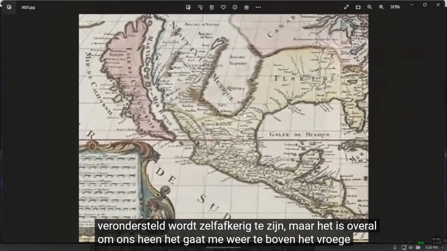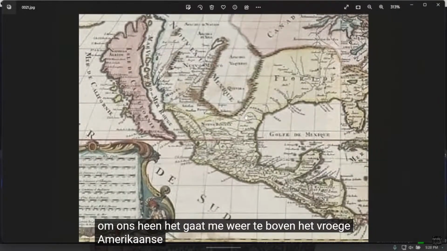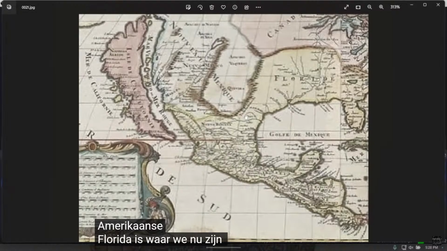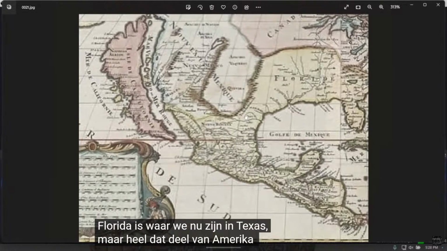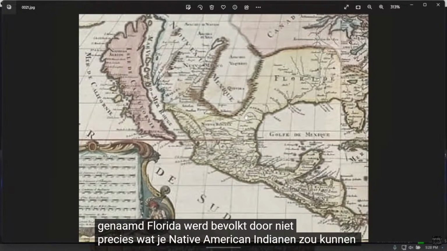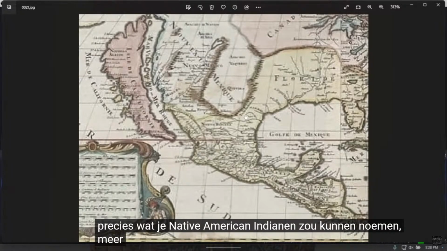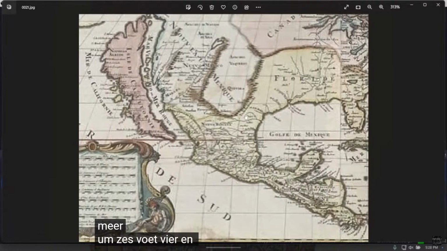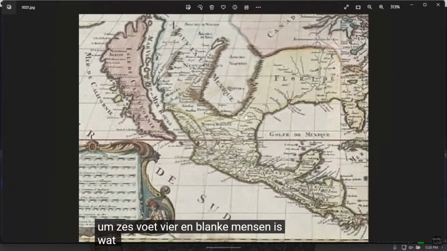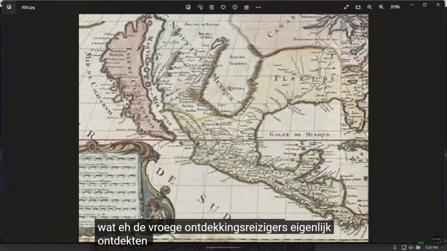Again, early American. Florida is where we are now in Texas, but all of that part of America was called Florida. It was populated by not exactly what you might call Native American Indians, more 6'4" Caucasian people is what the early explorers actually discovered.